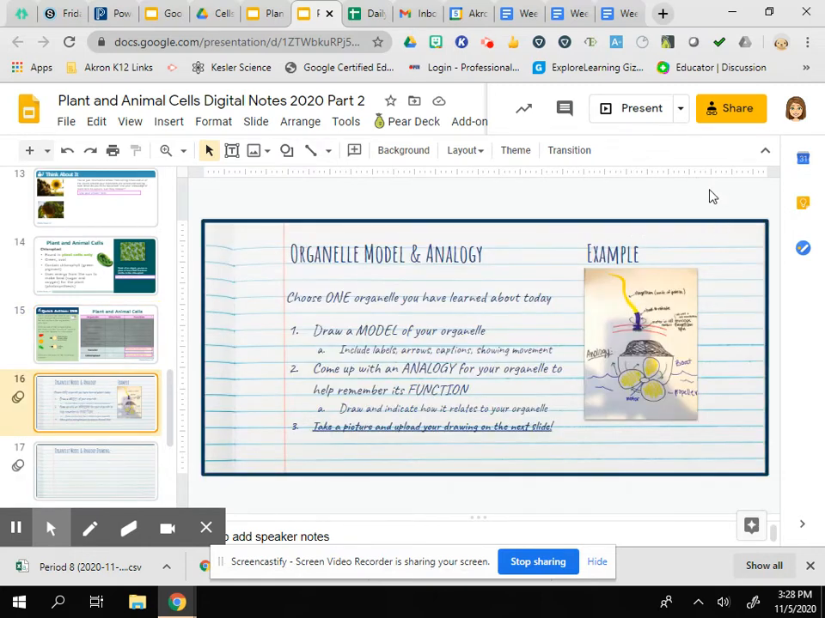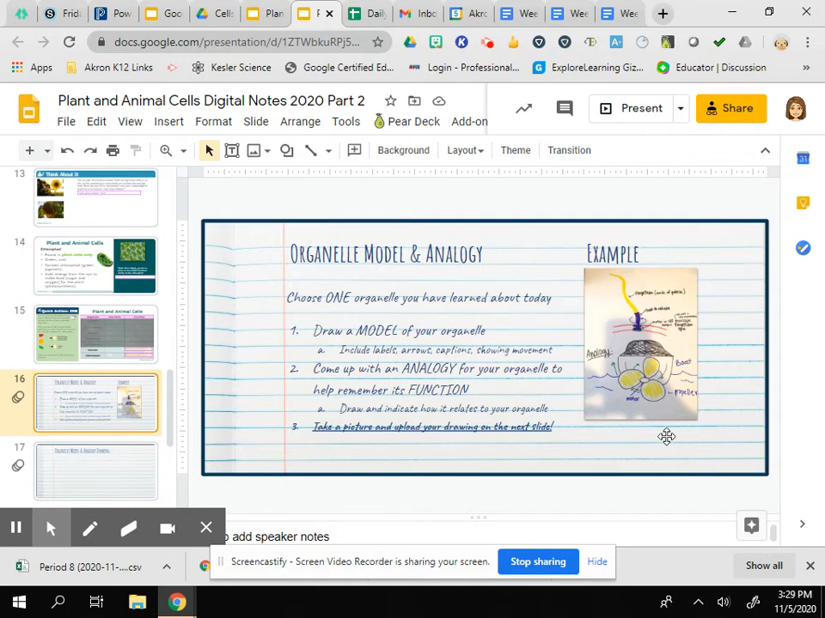Okay, so now this is going to kind of summarize what we've been learning. You're going to choose one organelle that we learned about today, draw a model of your organelle, which includes labels, arrows, captions, and showing movement. Then I want you to come up with an analogy for your organelle to help remember its function. So you're going to draw and indicate how it relates to your organelle. You're going to take a picture and upload the drawing on the next slide.